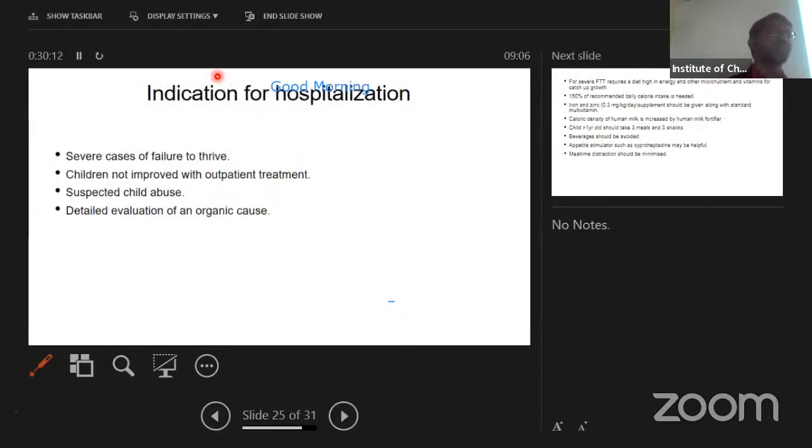The indications for hospitalization. In severe cases of failure to thrive, we have to hospitalize the patient. And in mild and moderate cases, if the child is not improving in spite of the treatment given, then we have to treat the patient in hospital. And in case of child abuse or an organic cause, we have to evaluate the organic cause and admit the patient.